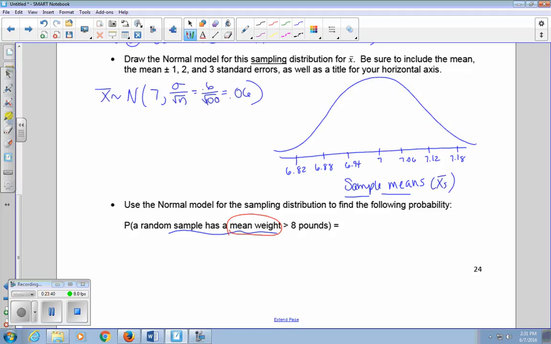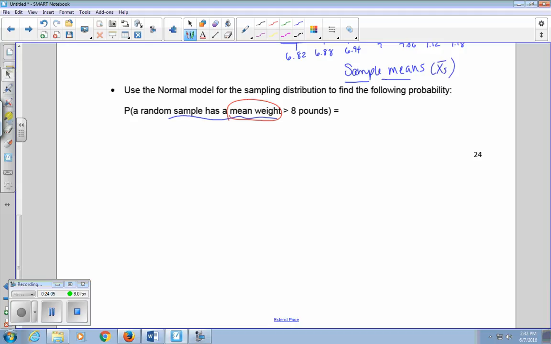Looking at our picture of the distribution, where is 8? It's probably not even going to fit on my paper. It's somewhere like over here. And what's the probability that we'll find an X bar greater than that? Pretty small. We're going to expect a very small number, right? So let's go through how we would calculate this.